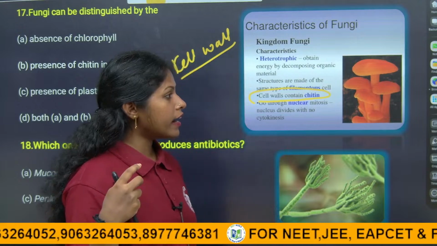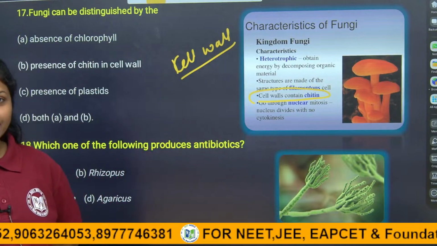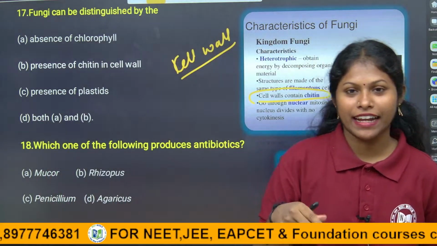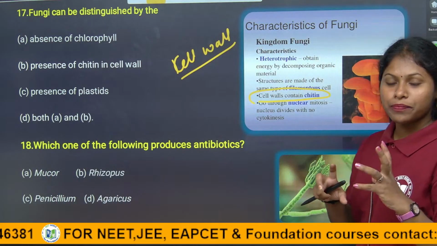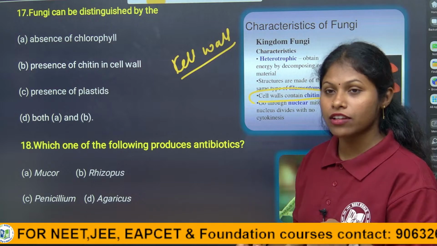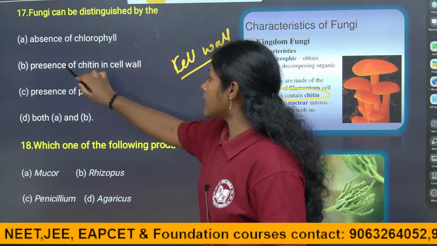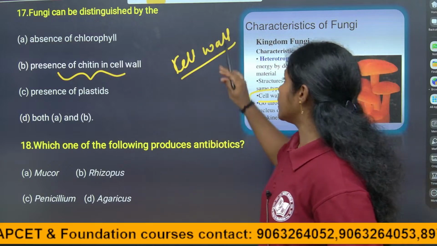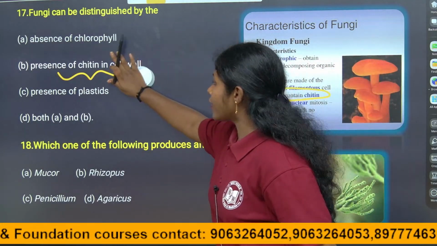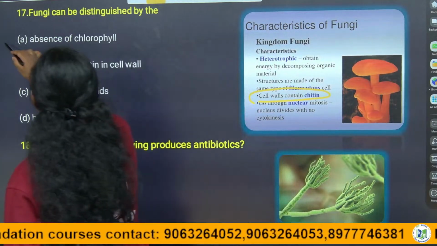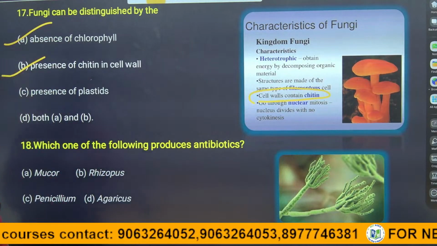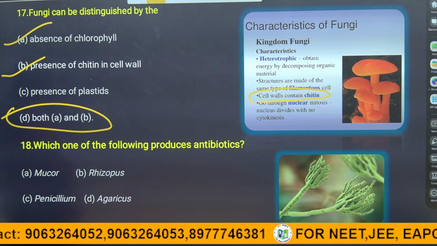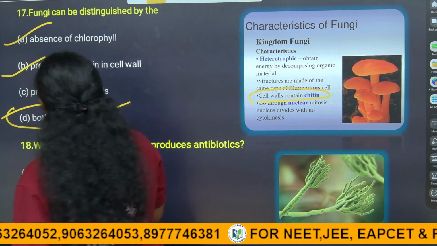The fungi and bacteria can easily affect multicellular organisms because of the cell wall. The fungi have a cell wall which is made up of chitin. So this is what we learn about the fungi, children. Here the first statement and second statement are correct. So the answer is A and B. This is the correct answer.